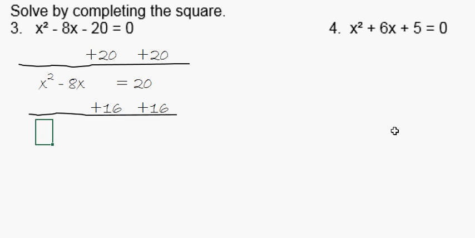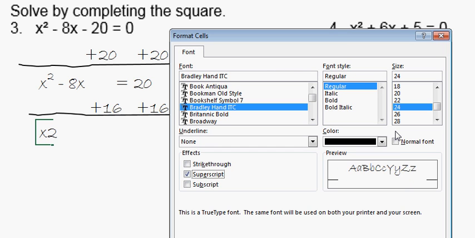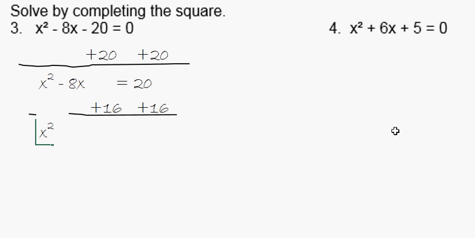The resulting equation is going to be x squared minus 8x. That hasn't changed. But now I've added 16. It's going to be equal to 20 plus 16, which is 36. Now I can factor the left-hand side.